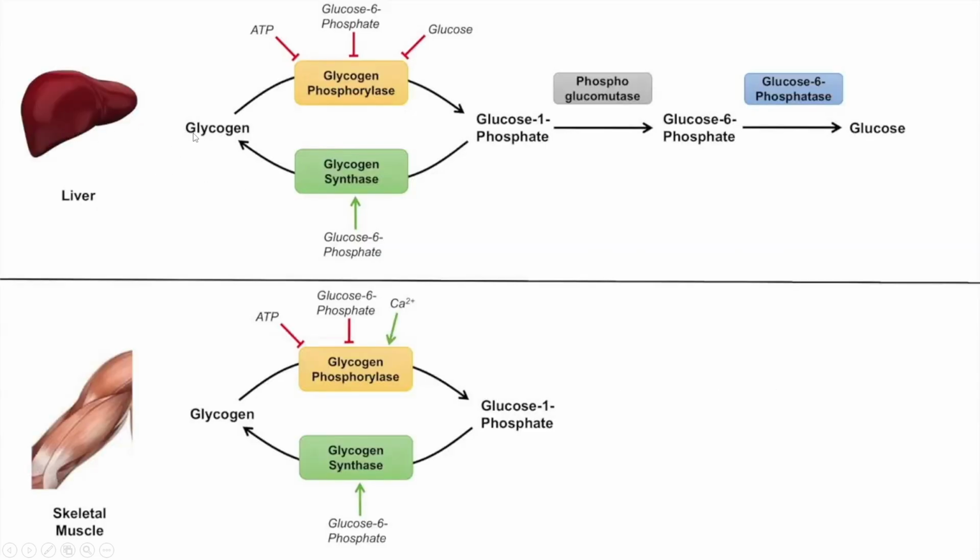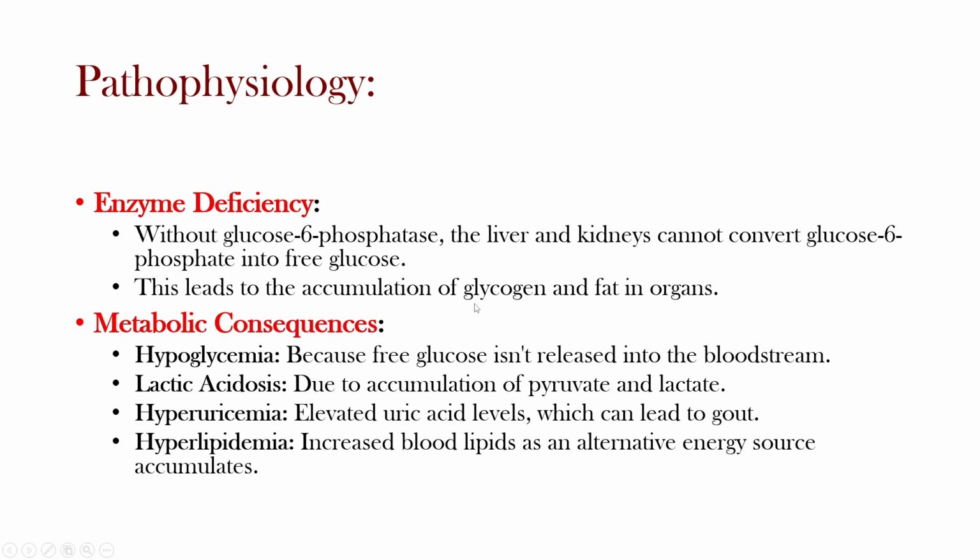So what will happen? We will have glycogen in our body. We need to convert it to glucose so we can use it in the form of ATP. So we will need glucose 6 phosphatase to do that. But this is not there, so we can't do this. So we will have glycogen accumulation in our body.